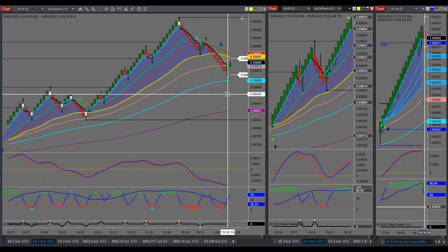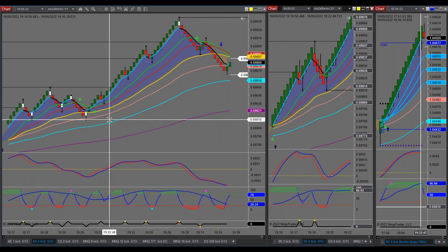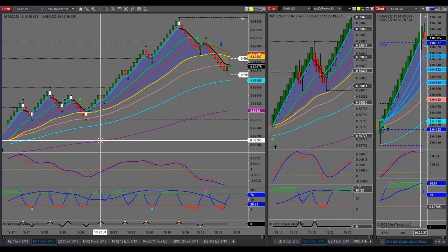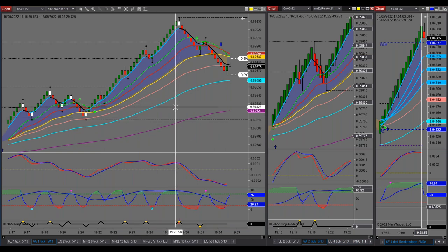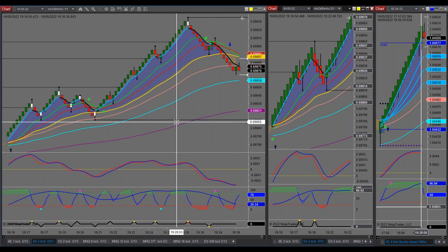Okay, so on the euro and on the Aussie, it's about $4.80, $4.50, $4.80 with NinjaTrader. I think it's about $5.50 with TradeStation.